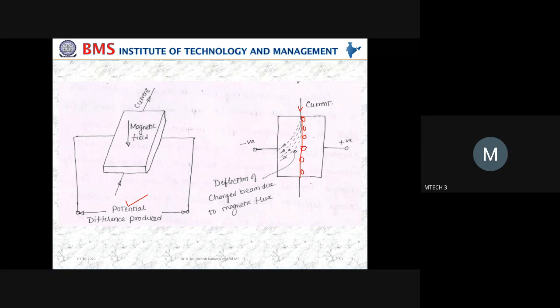Case number 2 is what? To this, I am going to apply a magnetic field. What do you mean by applying the magnetic field? It's simple: I am going to bring a magnetic material near this conducting material. When I bring a magnetic field, some effect is going to occur.